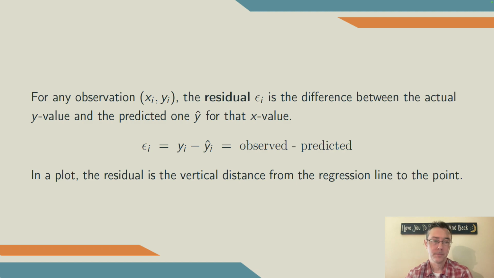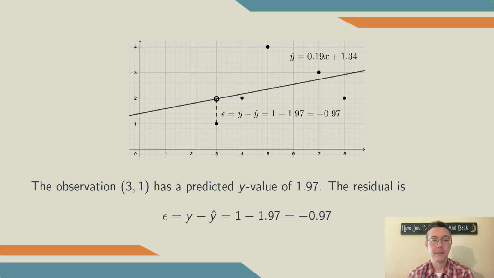For every observation x_i, y_i in the data set, we get not only a predicted or fitted value, but also a residual, the difference between the actual y value that we observed and the predicted one, y hat, that was given by the regression equation. We use the notation epsilon sub i for the residual of the ith observation. In a plot, the residual is the vertical distance from the regression line to the point, and it'll be positive for values above the regression line, negative for observations below the regression line.